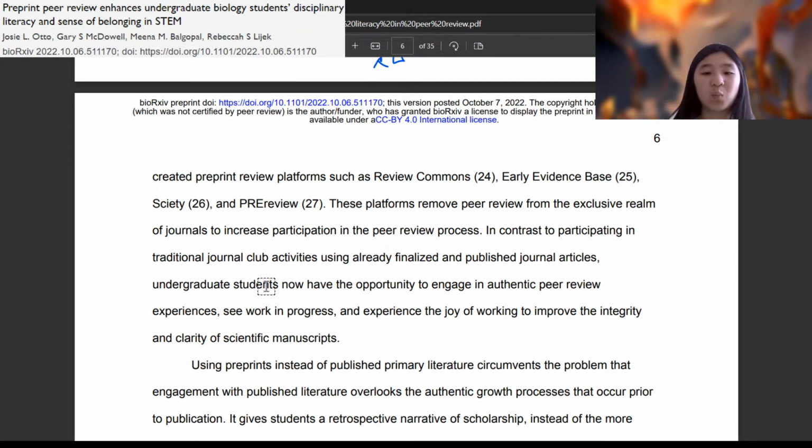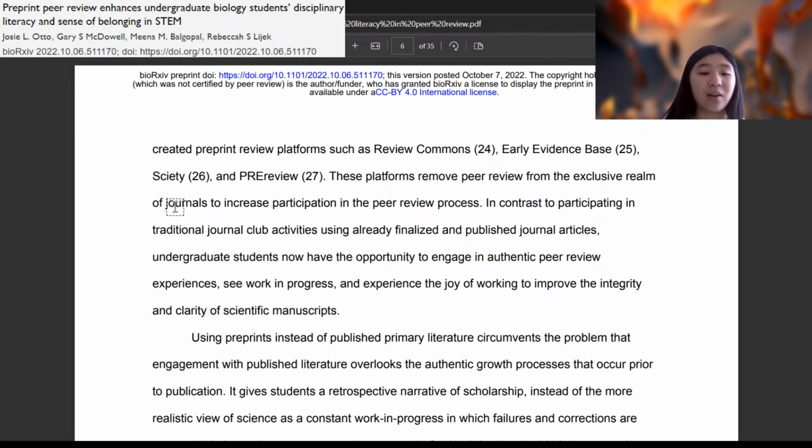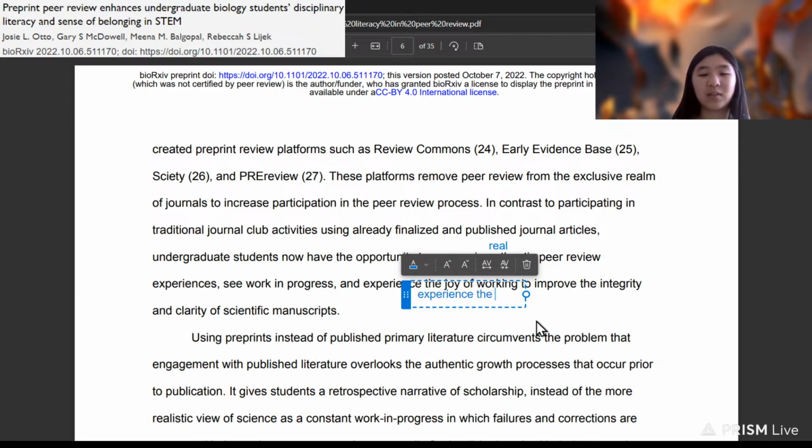So in contrast to participating in traditional journal club activities using already finalized and published journal articles, undergraduate students now have the opportunity to engage in real peer review experiences and experience the joy of working to improve the integrity and clarity of scientific manuscripts. Basically, experience the joy of improving research.